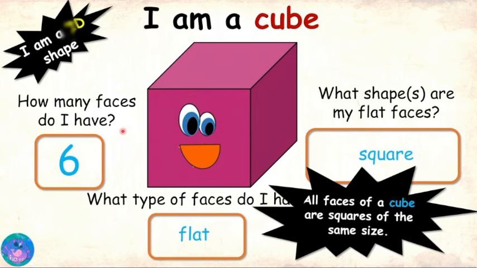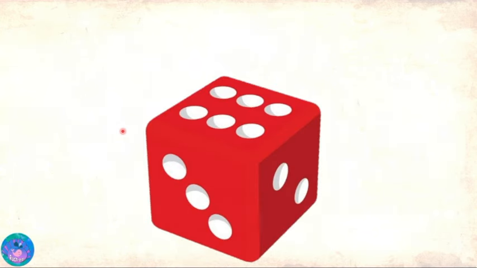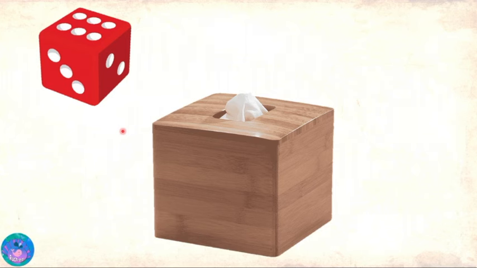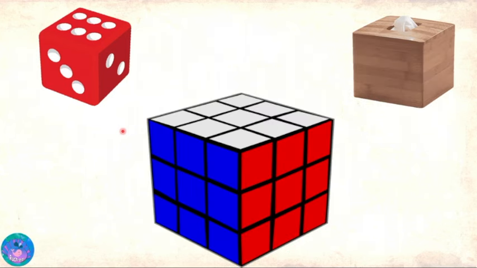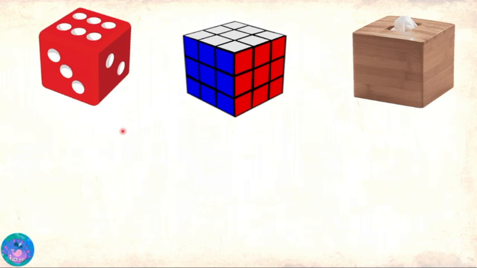Can you identify some objects that have my shape? A dice. The tissue box on my table. A Rubik's cube. All of these are cubes, or I can say that they are cubic. Ho ho ho, well done. And now it is time for me to go and you can meet the next shape.